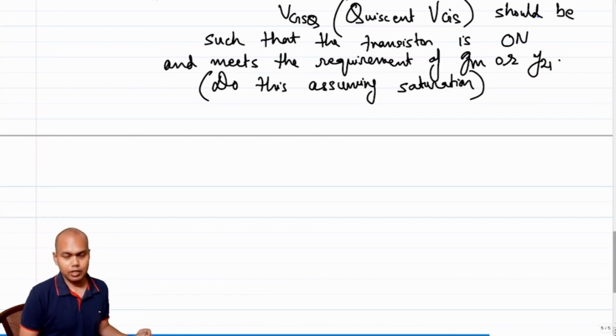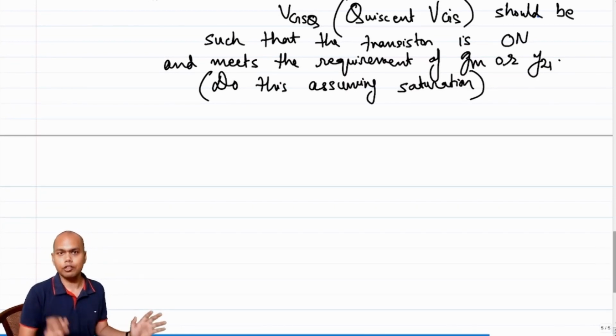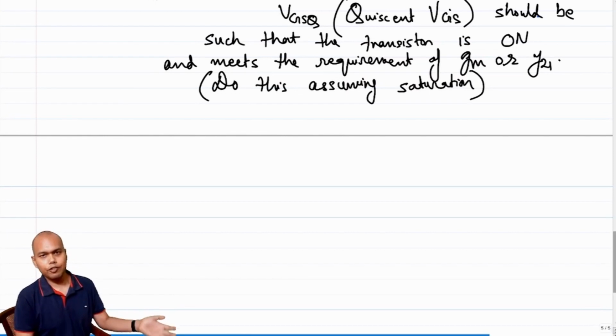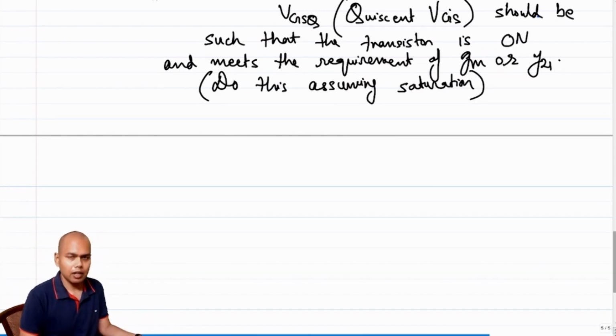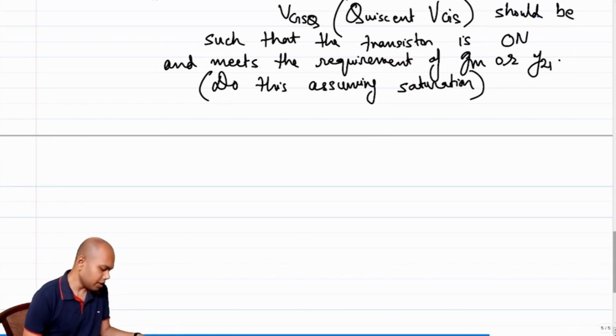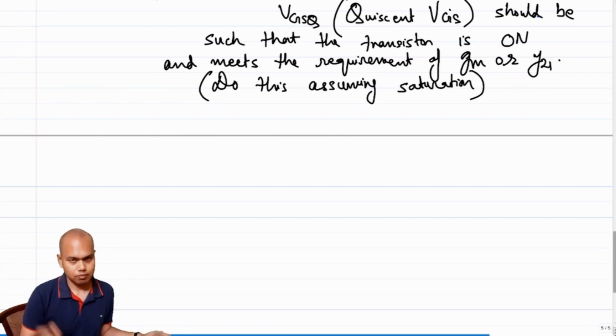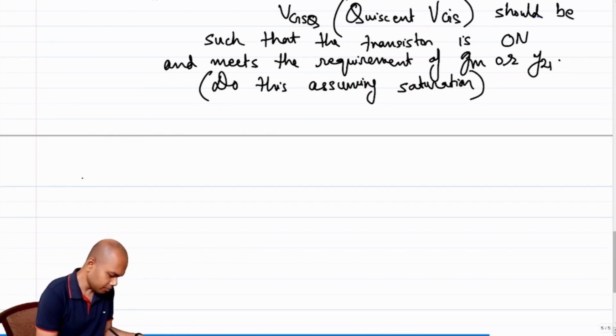Clearly, I haven't told you anything, but generally, a top level specification when you are building an amplifier is the amplification factor. So that will be given to you, right? If that is not given to you, for what reasons are you building an amplifier? So let's assume that you need an amplification, a gain of 10, right?